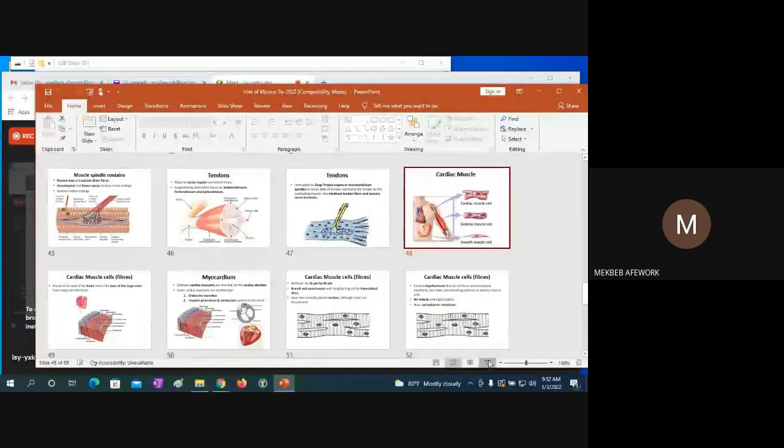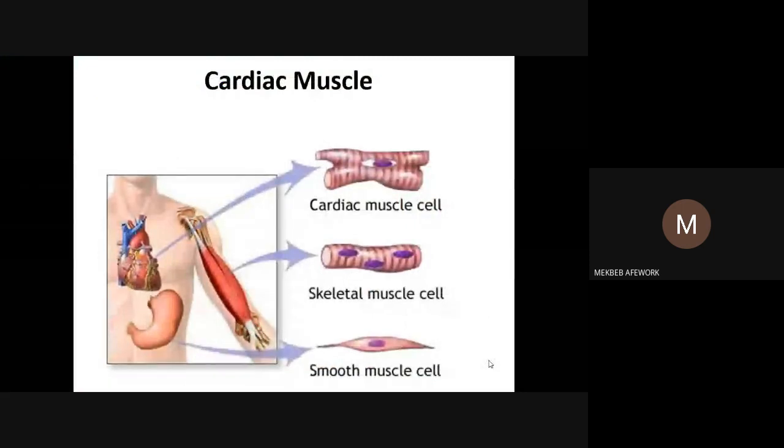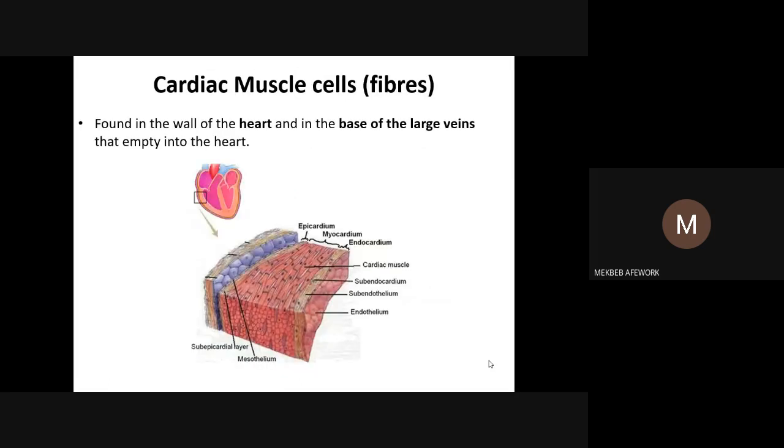The second group of muscle we have is cardiac. Cardiac muscle is mainly the muscle of the heart, but it also extends to the big, large-sized veins, pulmonary and vena cava. But generally, when you hear of cardiac muscle, think of the heart, the middle layer, myocardium. Now I'm emphasizing the basic difference of this cardiac muscle from skeletal muscle.